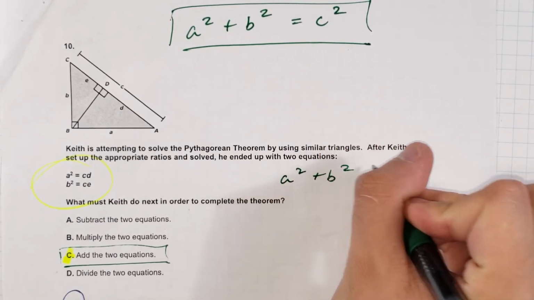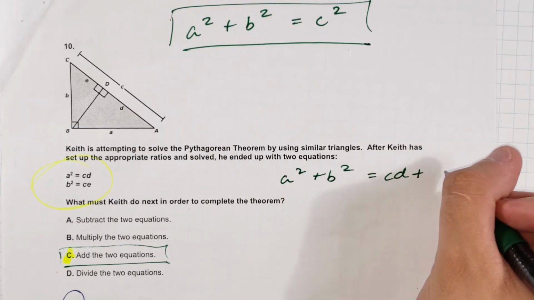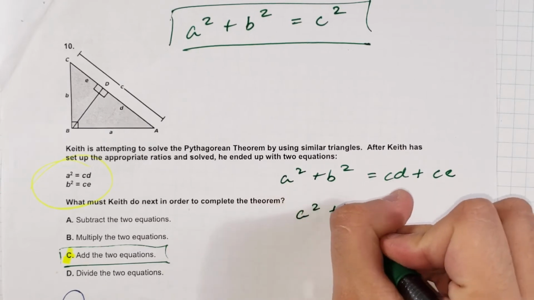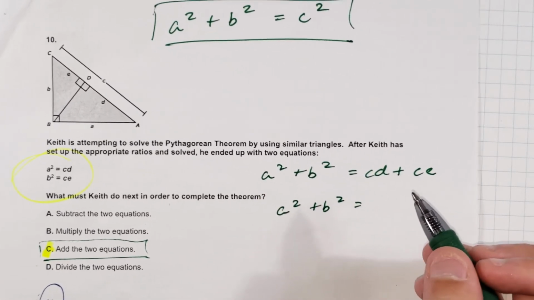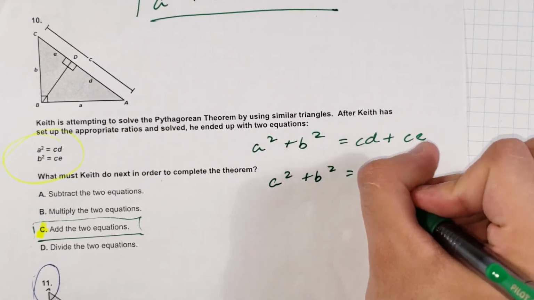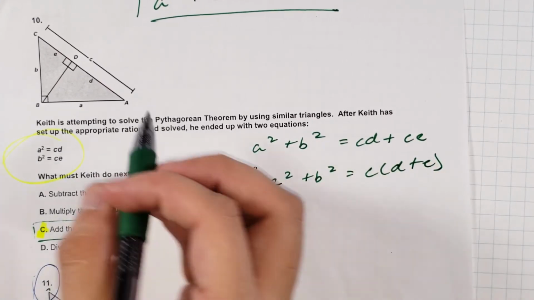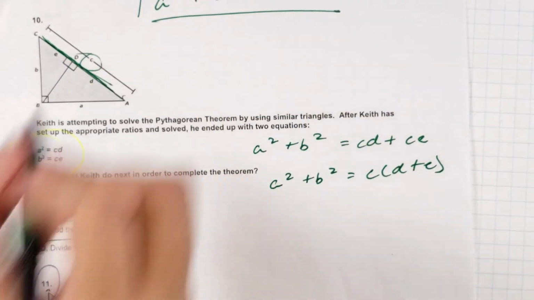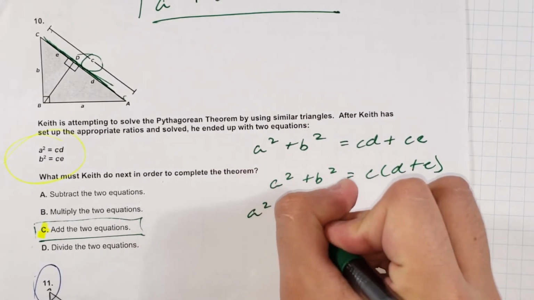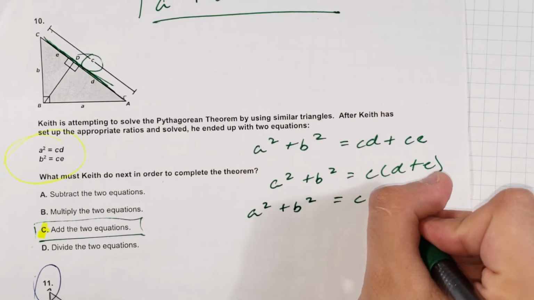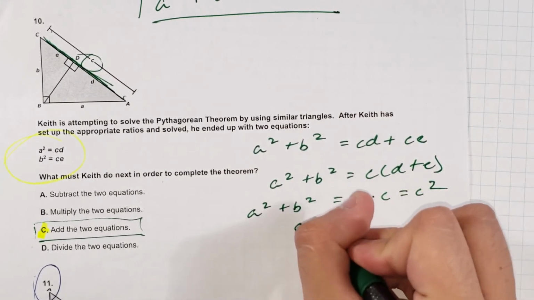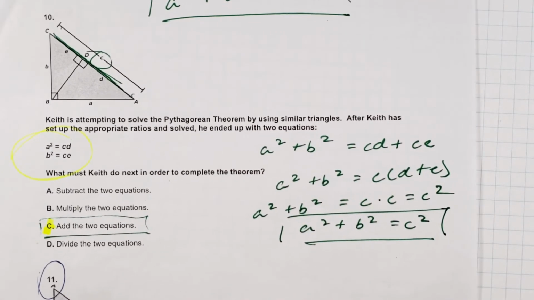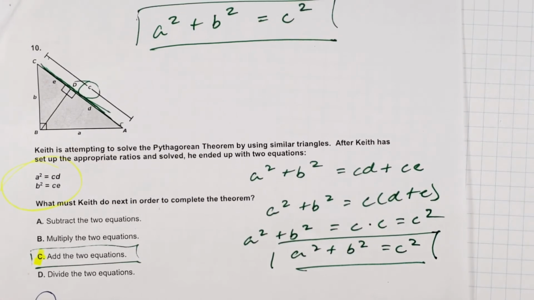We get a squared plus b squared equals CD plus CE, and then we can factor out a C, right, from pre-algebra. We get a squared plus b squared equals C times (D plus E). But as you can see here, D plus E is how long? Length C. So we end up with a squared plus b squared equals C times C, which is C squared, and then a squared plus b squared equals c squared. All right, that was too fast. Just go ahead and pause and rewind it.